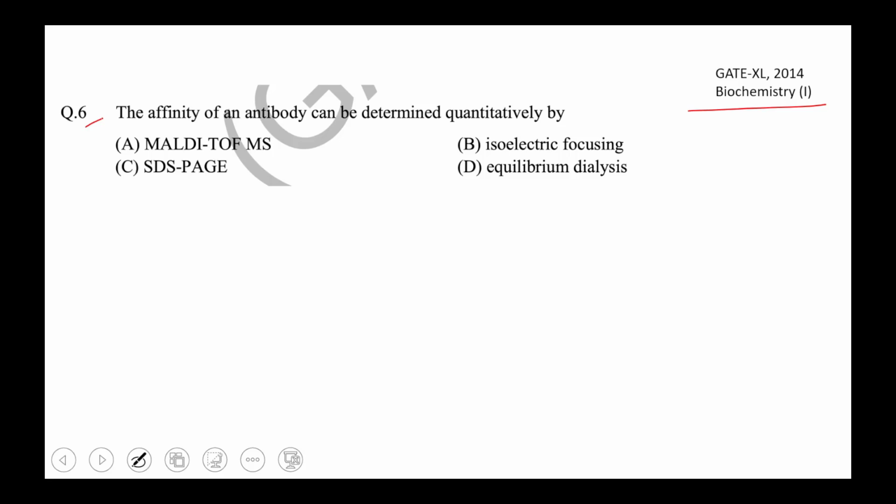So what is an antibody? An antibody is a molecule that can react with an antigen. In the antigen, the part against which the antibody is raised is called the epitope.